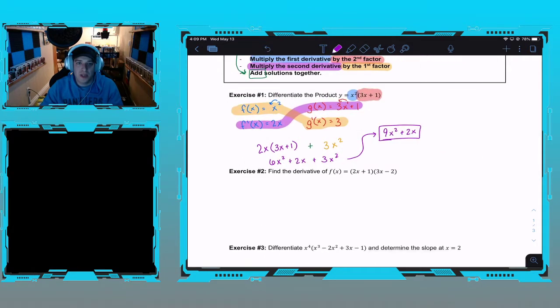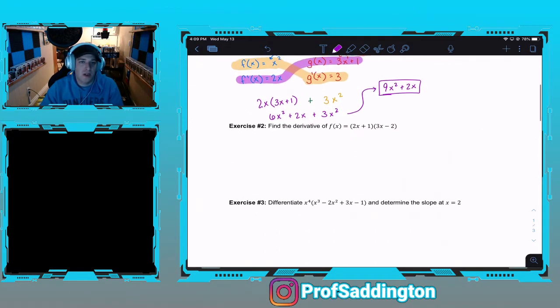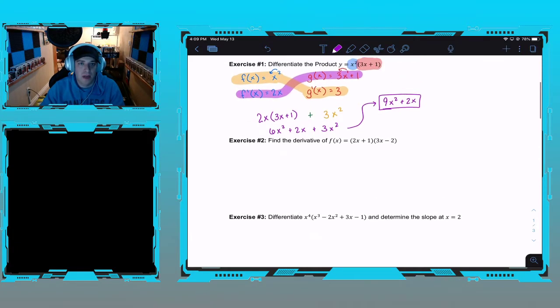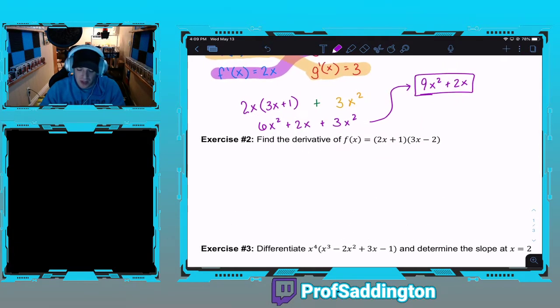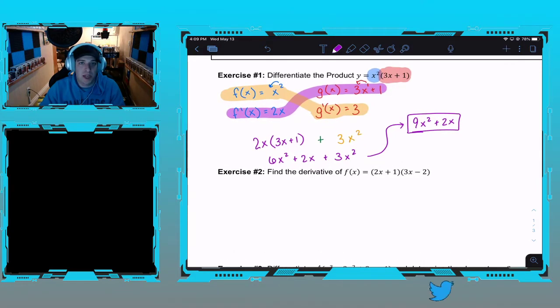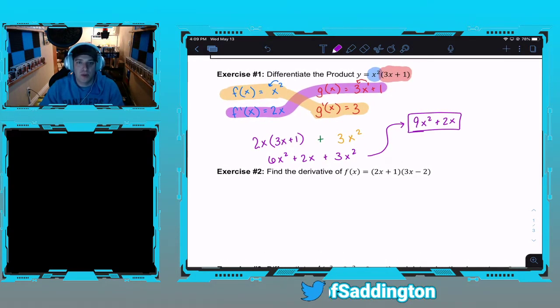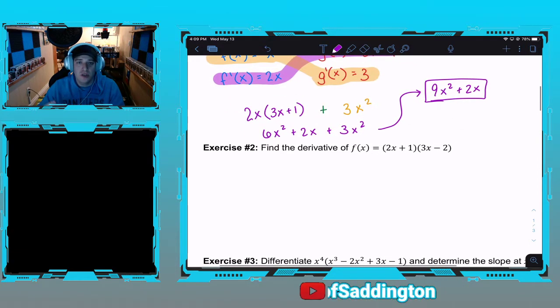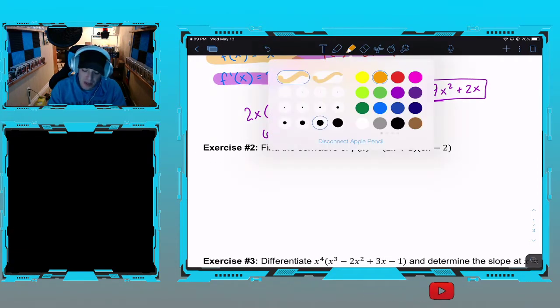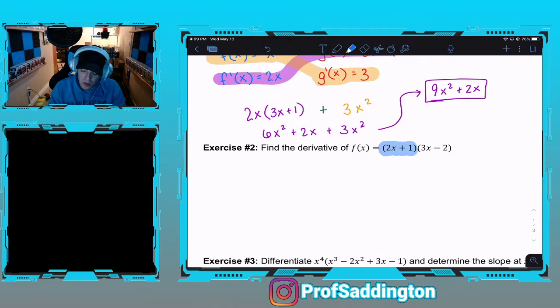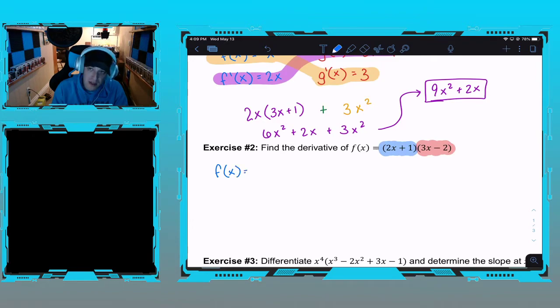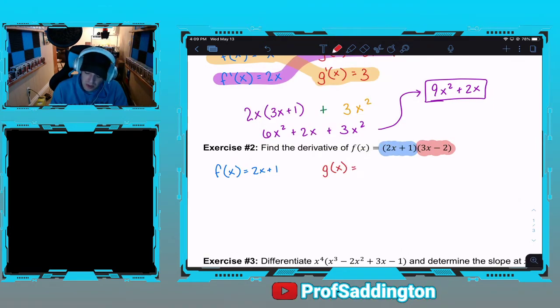So I'm not going to do anything too crazy with you guys today. Next two are going to be exactly the same. Okay? It's just working with different numbers. So I did one where it was a monomial times a binomial. So it was a single term times two terms. The next one I'm going to do with you guys is two separate terms. So what I'm going to do is I'm going to rewrite both of these again to make life a little bit easier for us. So I'm going to say f of x is equal to 2x plus 1. And I'm going to say g of x is equal to 3x minus 2.